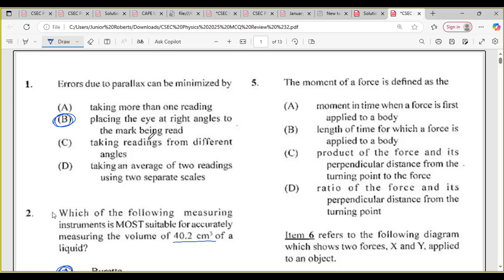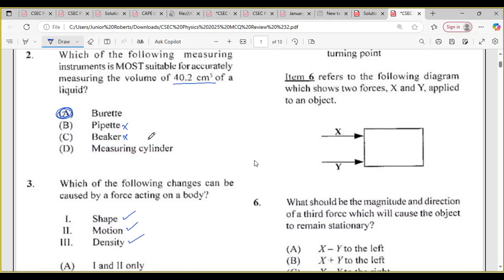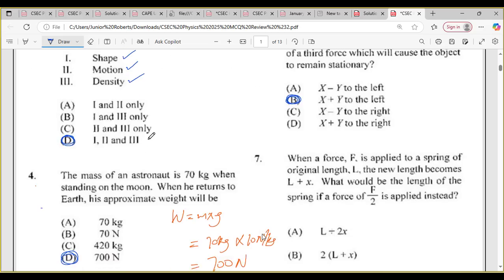Number 5 now. The moment of a force is defined as, we would have seen this question before. So once we see a question that we're familiar with, we just look for the answer, the product of the force and its perpendicular distance, and we select the correct answer. Number 6 is also a familiar question. We would have seen it from the previous paper that we were working. So in this case now, to keep this stationary, we have to apply a force in the opposite direction. So we're going to apply it to the left, X plus Y, so that we have the same magnitude, but opposite direction. So we're going to go with B for this one.